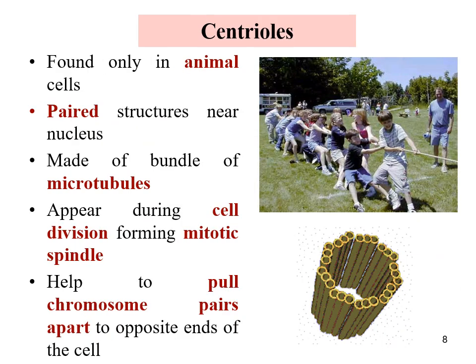Centrioles are another type of organelle. They are found only in animal cells and are paired structures located near the nucleus. Centrioles are made of bundles of microtubules and appear during cell division, forming the mitotic spindle. They play a crucial role in helping to pull chromosome pairs apart to opposite ends of the cell.